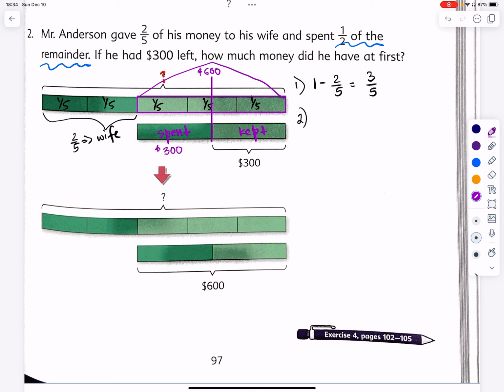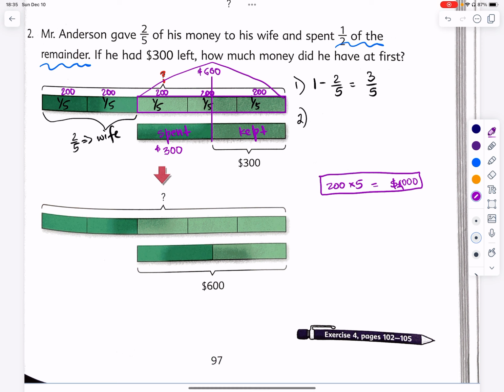$600 is 3 units, which means each of those units is $200, right? Every one of those units is $200. Therefore, Mr. Anderson at first had 200 times 5 units. He started with $1,000, okay? $1,000.